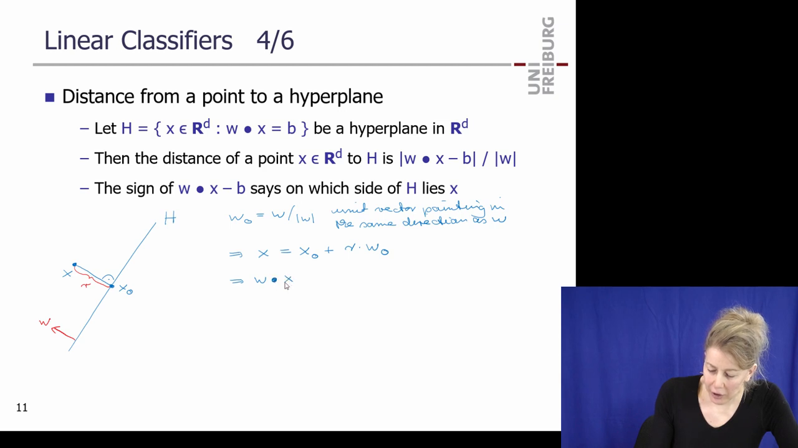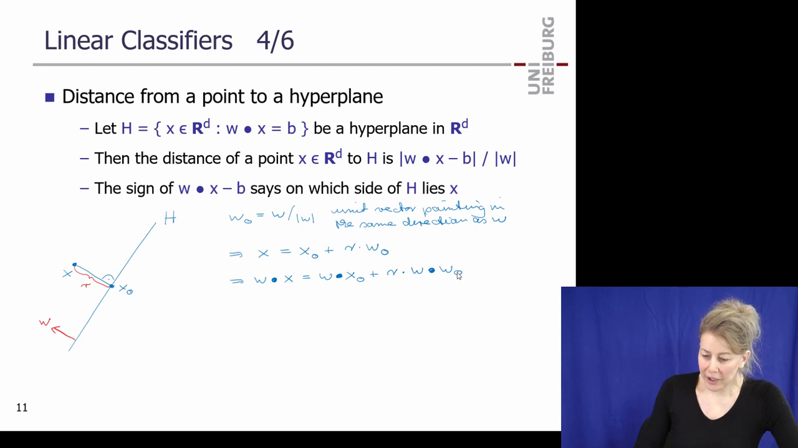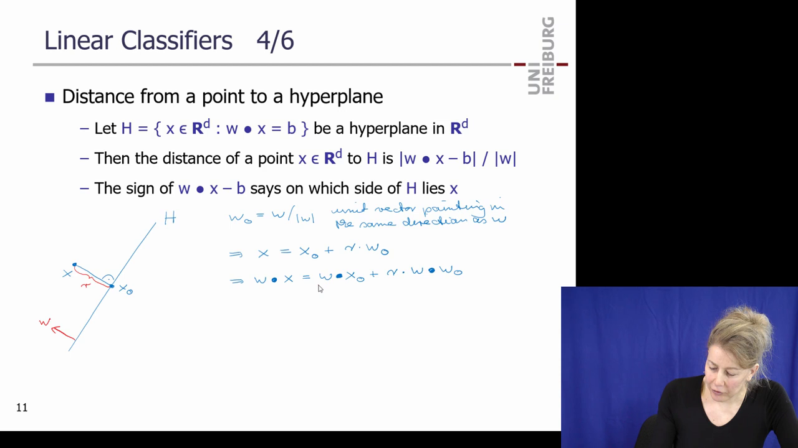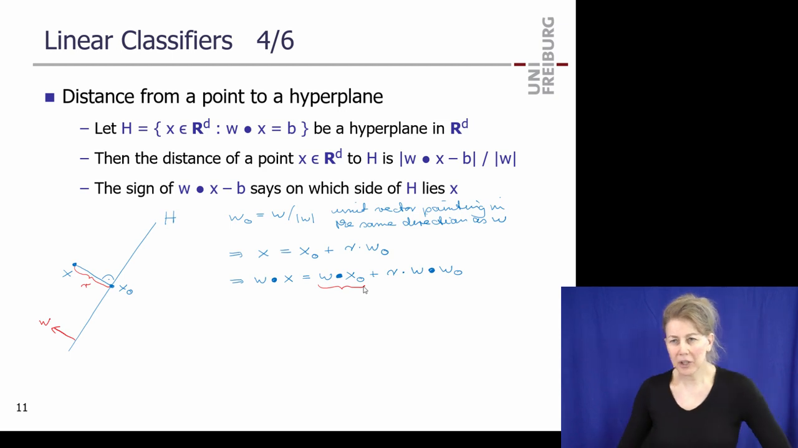So this is now W times x0 plus r times the dot product of W and W0. I'm again doing the linearity thing here. And it's always the same. We've already seen that. W times x0, what's this? What's W times x0?